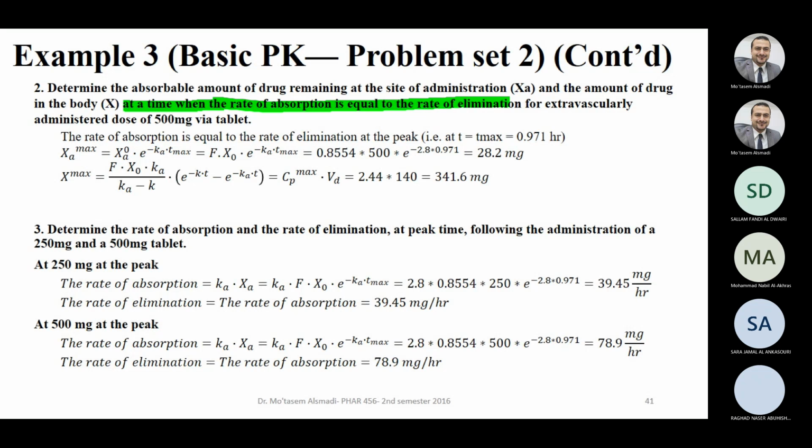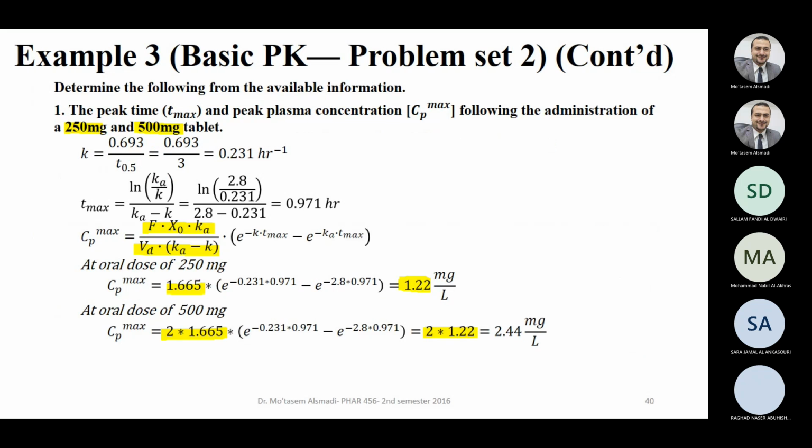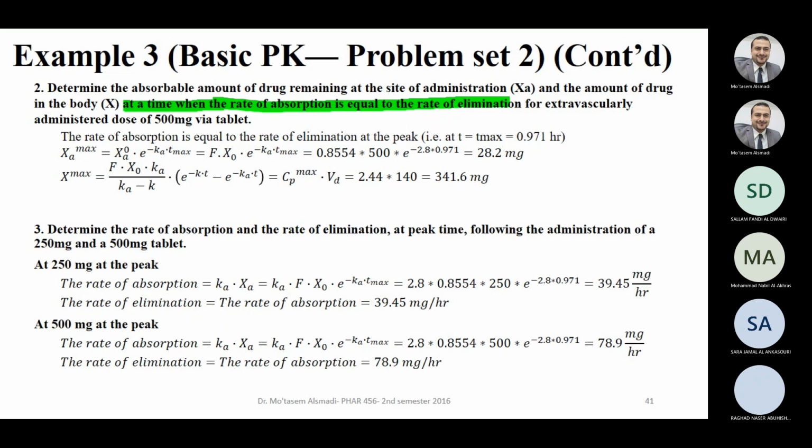Again, we replace the t by T max, right? And the other way to do it: we know the CP max at the dose of 500, right? That we just get. If you multiply the CP max by VD, you'll get the X max at the same dose. So that's what we did. We multiplied the CP max by VD, 140 liters, and we got a value of X max of 341.6 milligrams. Okay? Any questions for now?